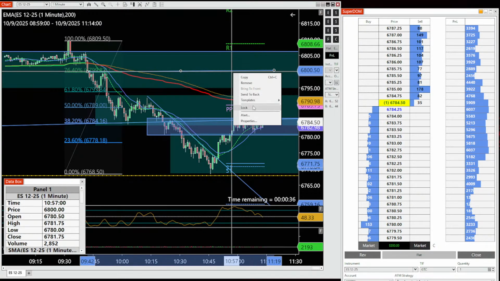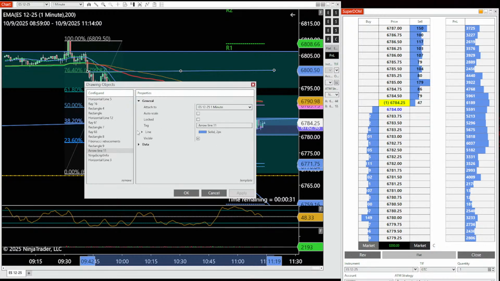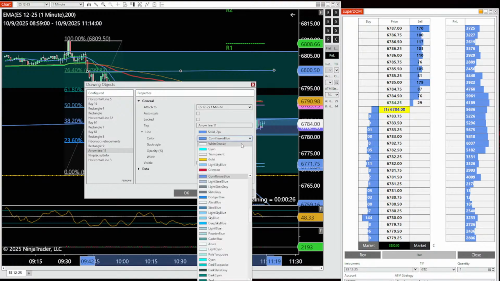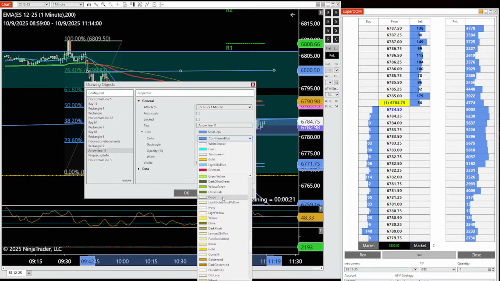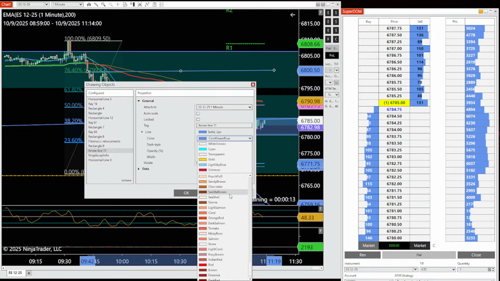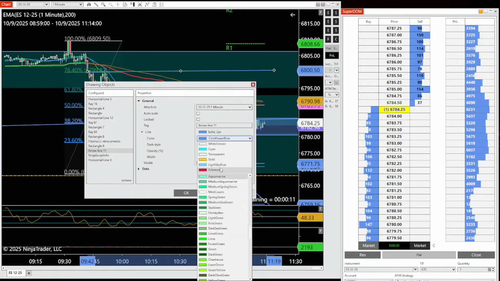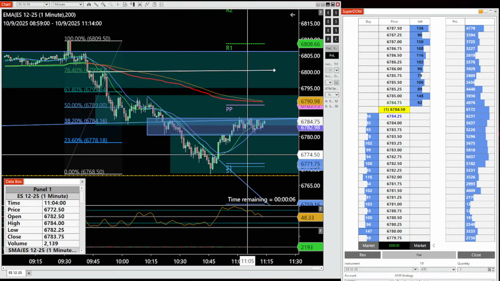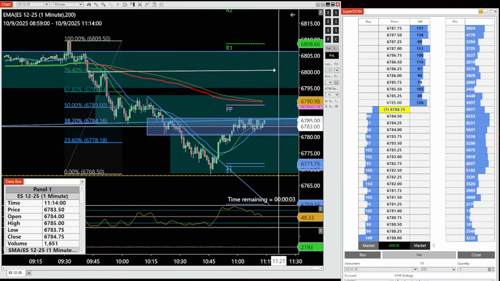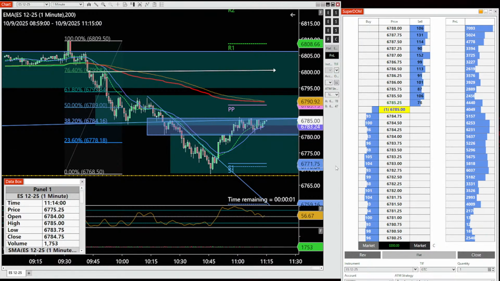Change this color. What should I change this to? I'll make it a white color. This is a white color. You gotta get the VWAP at 90. You have to get through some 90s.